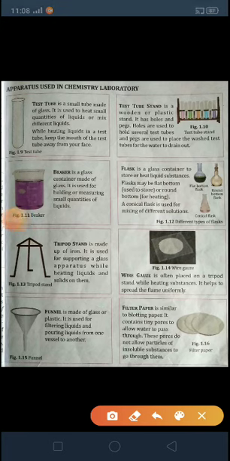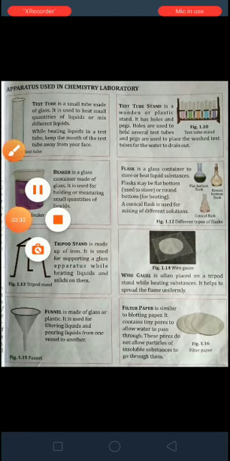The next question. A tripod stand is made of. We know a tripod stand is an apparatus which is used in the laboratory by us. So we have to choose what the tripod stand is made of. Tripod stand is made of iron. So the correct answer is iron.